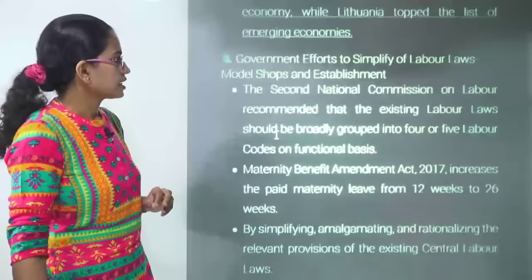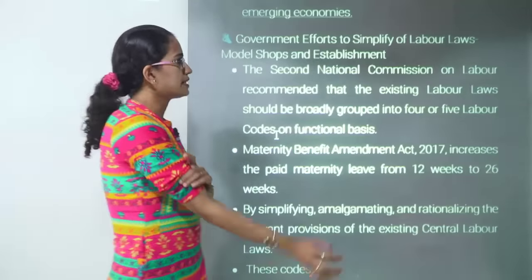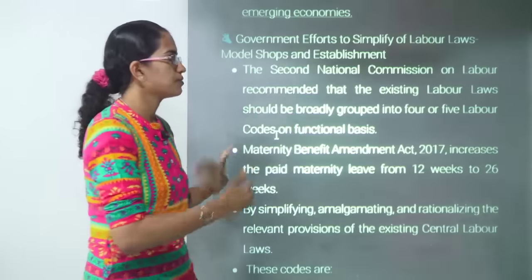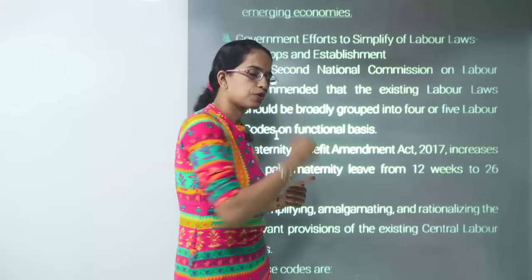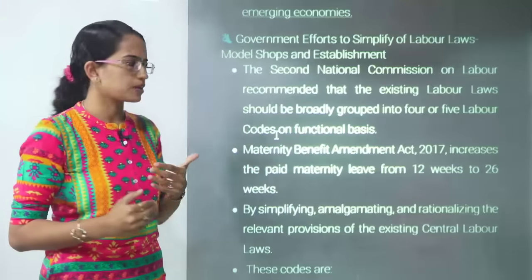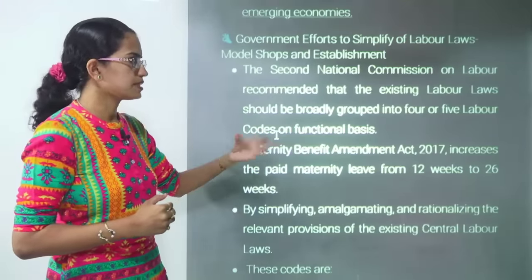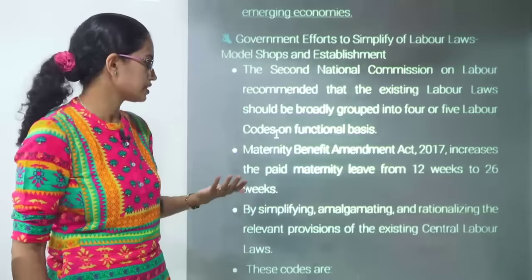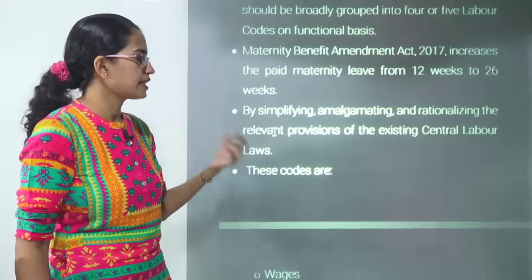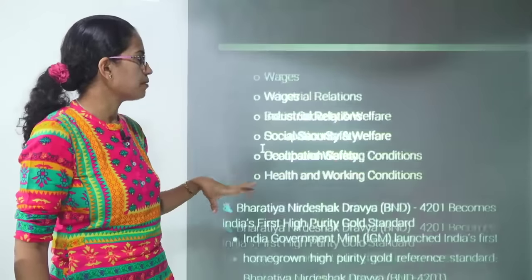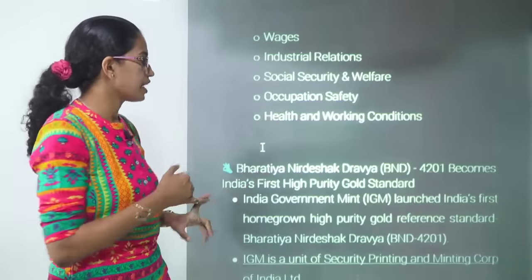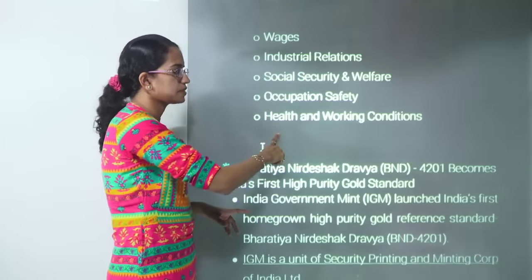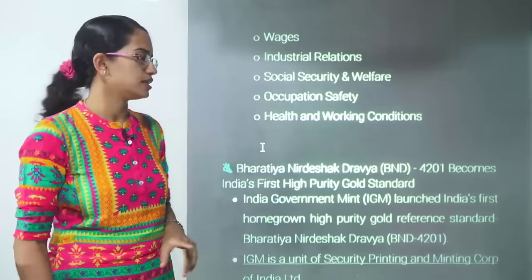The next important thing is the Model Shops and Establishment Act has been released, and what we have done is we have simplified the labour laws. So we have grouped the labour laws into 4 to 5 labour codes which are on a functional basis. Besides that, the maternity leave has been increased from 12 weeks to 26 weeks. We are also simplifying the central labour laws that have come up. So these are the codes on which we are working. Those are wages, industrial relations, social security, occupational safety and health and working conditions.